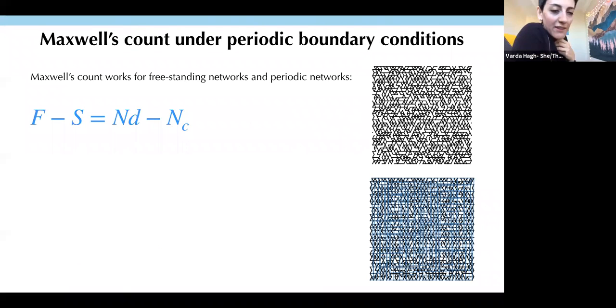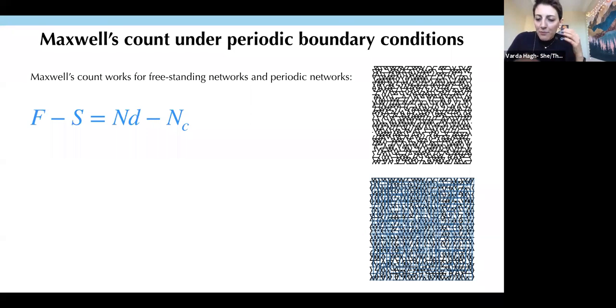So let's have a look at this Maxwell's count. This is basically where the curiosity that I had starts. Maxwell's count works for freestanding networks and periodic networks. The only difference would be that in a freestanding network, like the one at the top right that I'm showing, the number of free motions, the motions that would cost a spring network of this type zero energy, would be D. So in 2D it would be 3, because there are 2 translations and 1 rotation.